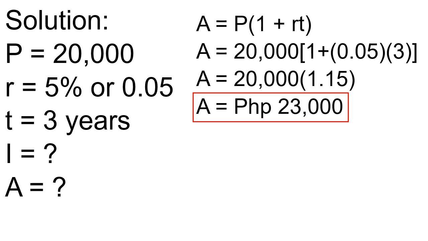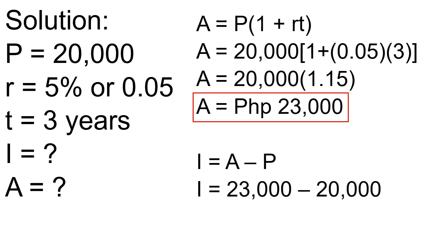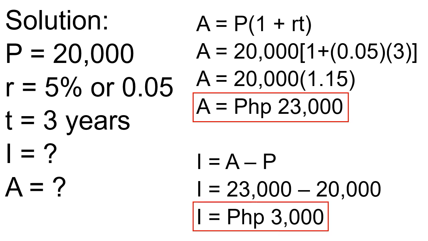To solve for the interest, the formula is I equals A minus P. The interest is equal to the final amount minus the principal amount. So just substitute the values of A and P. I equals 23,000 minus 20,000, and the difference is 3,000. So the interest is 3,000 pesos.